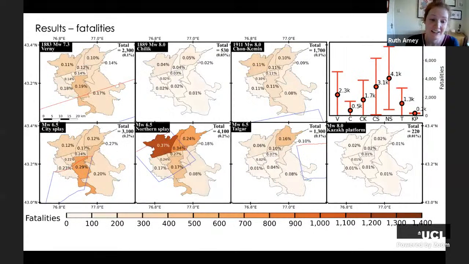And next, this also maps into the fatalities. So we see a very similar pattern. So it really is this example of this fault in the north, because it's so close to Almaty, it would be a really dramatic event if it were to happen.